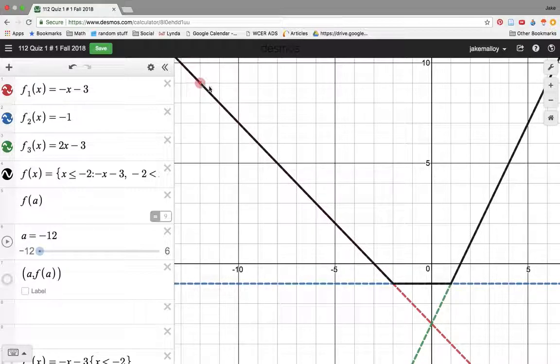Now you probably already saw this point up here. When I put in a value of -12, -12 is way over here. Well, that's in this range here, right? Or this domain. This part of our function represents that. So I need to plug in -12 here. So if I plug in -12, then I get +12 minus 3, so I get 9. So that's what you see here. We have a value of 9.